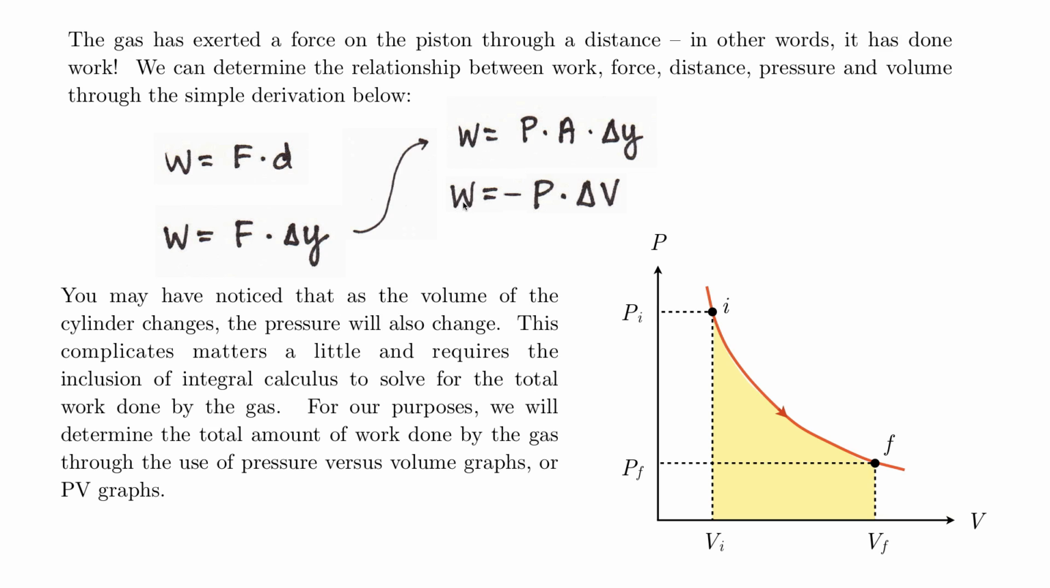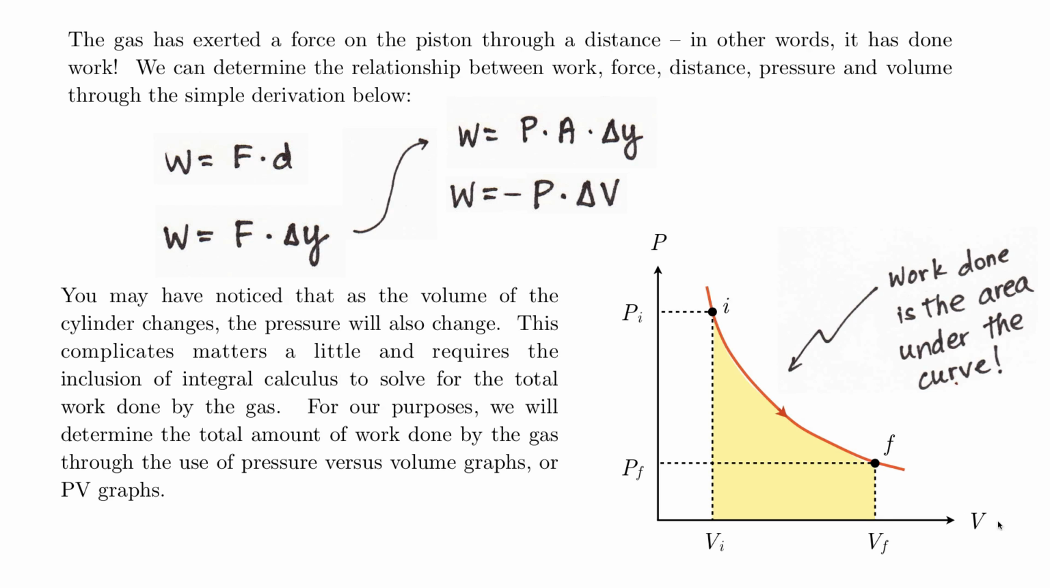And in order to determine the work based on a changing pressure, we would need to use something called integral calculus, which is a little bit different than derivative calculus. But integral calculus really helps us find the area underneath a curve. For our purposes in this course, because it's an algebra-based course and not a calculus-based course, we're going to determine the total work that's done by the gas using these PV graphs. The work that's done in any process going from some initial state to some final state is simply the area under the curve.